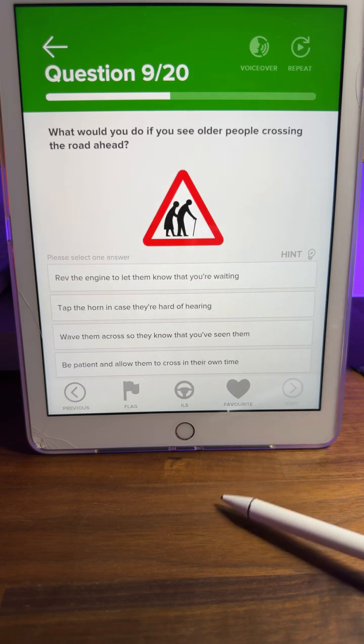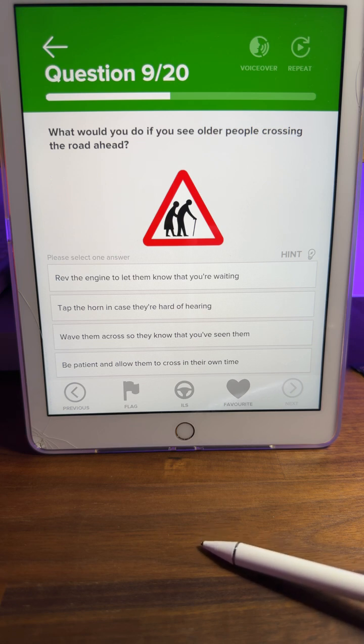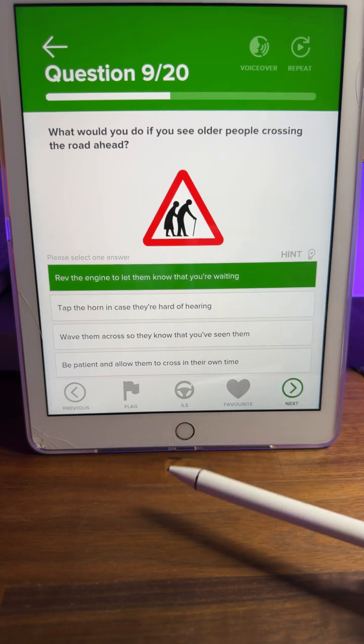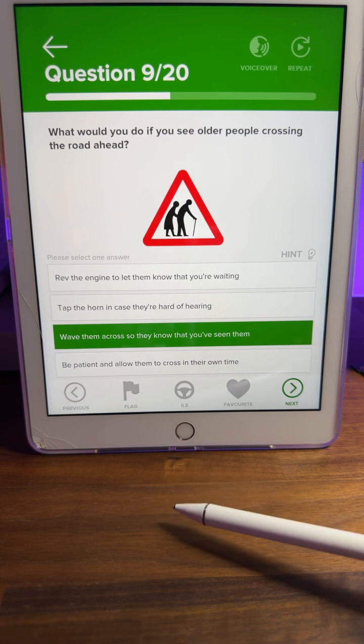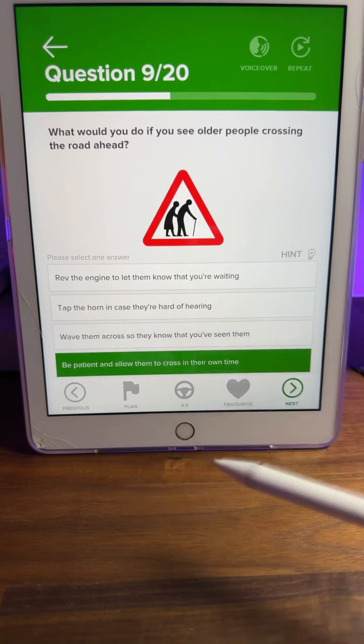Okay, question number 9 is, what would you do if you see older people crossing the road ahead? Rev the engine to let them know that you're waiting. Tap the horn in case that they're hard of hearing. Wave them across so they know that you've seen them. Or be patient, allow them time to cross in their own time.